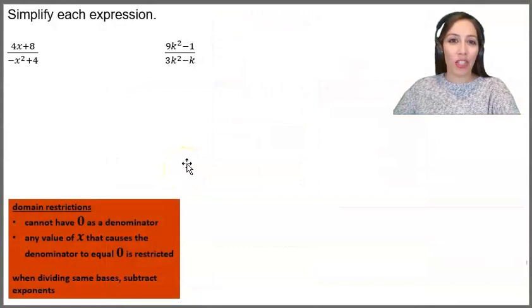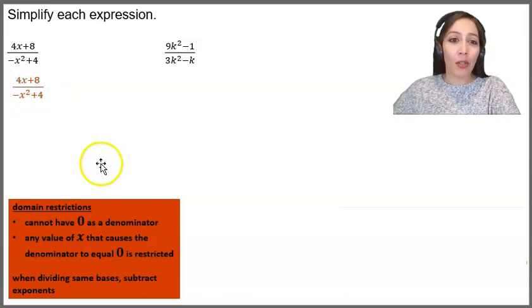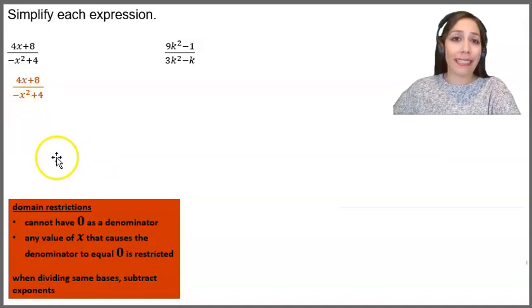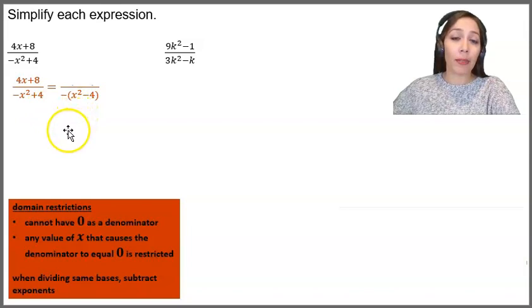Now that we have Chloe's cheat sheet notes, we can go ahead and simplify each of these rational expressions. On the first one, we have (4x + 8) over (-x² + 4). Anytime I have a negative coefficient in front of the x squared, I always like to pull it out in front. So you'll see that I pulled the negative out, and that leaves me with x² - 4. Negative 1 times x squared gives negative x squared. Negative 1 times negative 4 gives a positive 4. I always do that because it makes it a lot easier, and I would suggest you do the same.